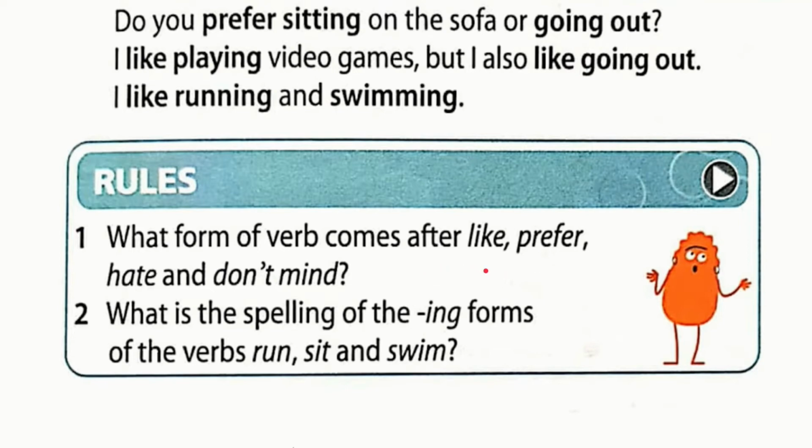So after these words, do you still remember, as I said just now, after prefer, like, hate, and don't mind, what form of verb comes after? It is the verb plus ing. Okay, as you can see, sit, play, run, swim are all verbs, right? You add ing to the verbs.